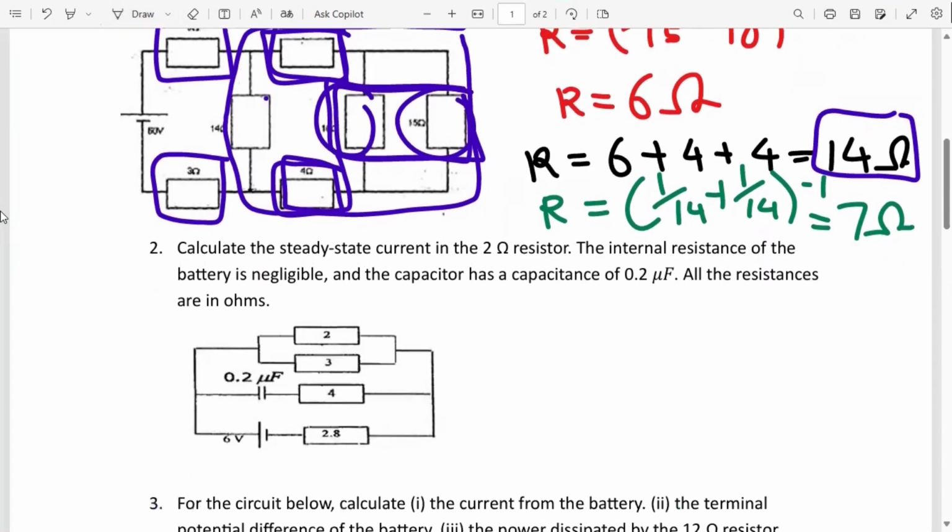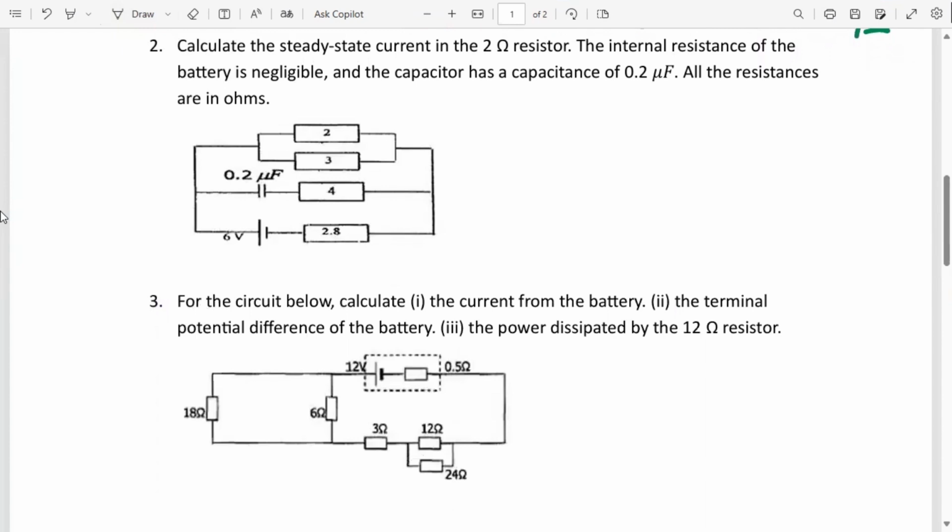Question 2 is saying calculate the steady state current in the 2 ohms resistor. The internal resistance of the battery is negligible and the capacitor has a capacitance of 0.2 microfarads. All resistances are in ohms. Okay, so that is question 2.